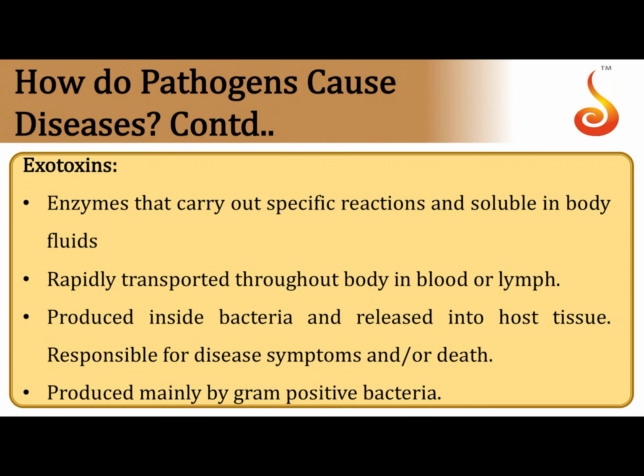So how exactly do pathogens cause disease? Now you all know that pathogens are foreign agents, they are microorganisms that can cause imbalances in the body, that can cause diseases. One of the major ways they can cause diseases is by releasing a set of toxins called exotoxins. Now exotoxins are those toxins which are liberated by the pathogen directly into the body tissues, and they are also soluble in the body tissues.